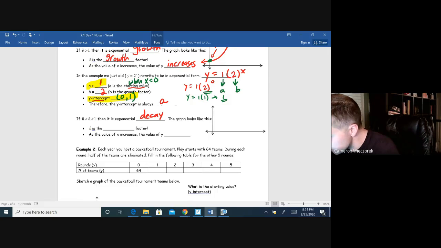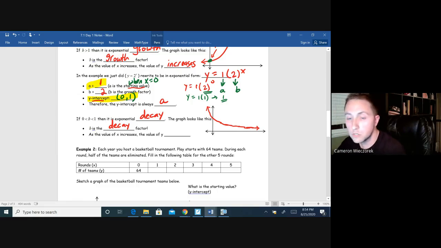Okay, so exponential decay, things get smaller. B is what we call a decay factor now. Okay, things are getting smaller. The graph would look like this. Starts out very large, over time, gets smaller and smaller and smaller, never actually crosses that x-axis. But over time, it starts decaying a little bit more slowly. Okay. So it's got like the opposite look from the graph that we did up top.